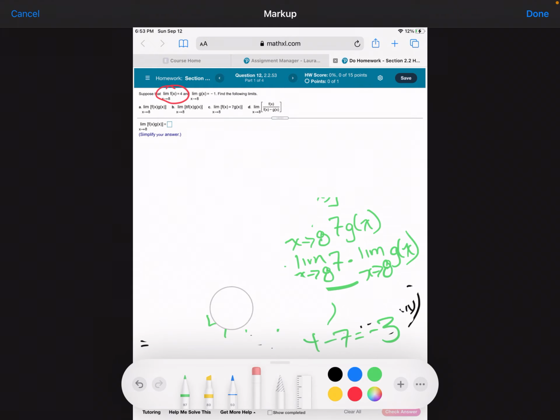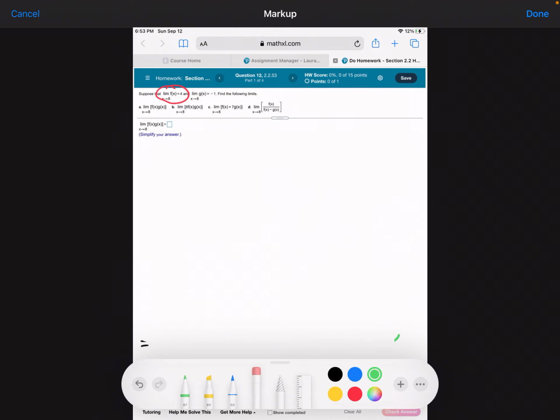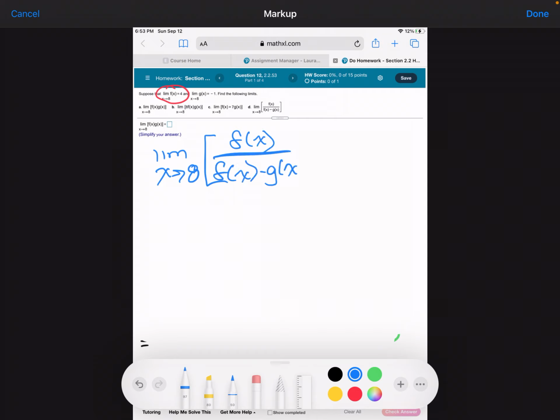Okay, so let's look at the last one and see what properties it entails. So we have the limit as x approaches 8, f of x divided by f of x minus g of x. All right, so the first thing we can do is we can break up this division as long as that denominator is not 0. So let's go ahead and break this up.